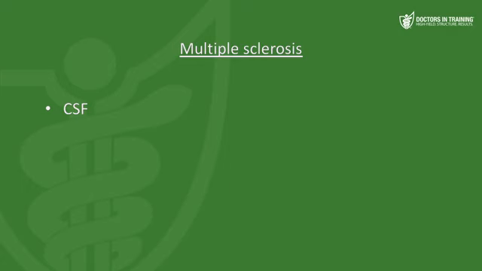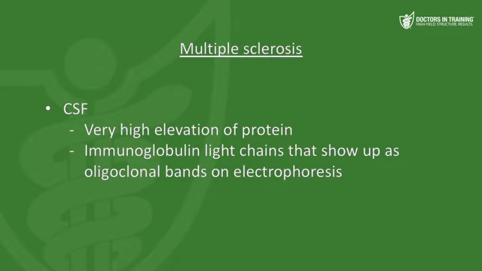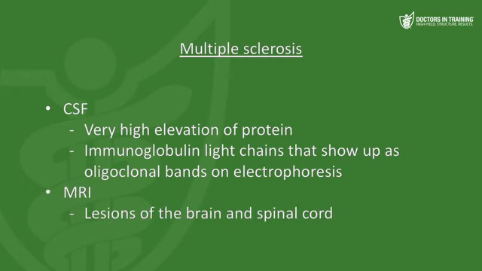Now, on lumbar puncture, you have a slightly different finding with multiple sclerosis. Here, you don't just have a slight elevation of protein in the CSF, you have a very high elevation of protein in the CSF. Now, these are immunoglobulin light chains, and they're going to show up as oligoclonal bands on electrophoresis. Now, MRI is also commonly used for a diagnosis because you can see lesions in the brain and in the spinal cord. All right, so how do we treat this?